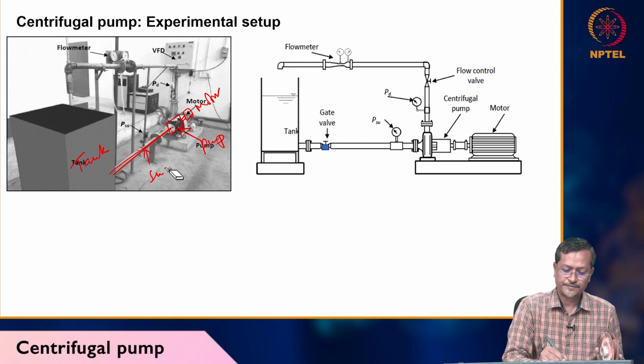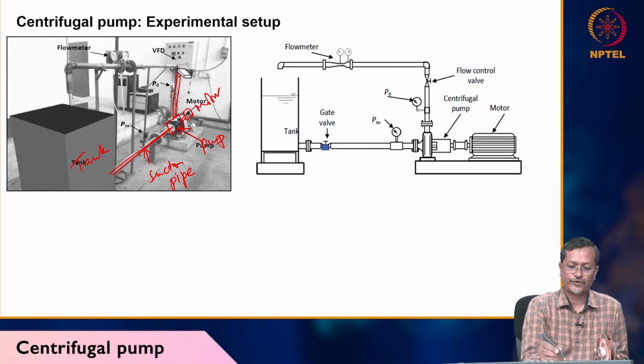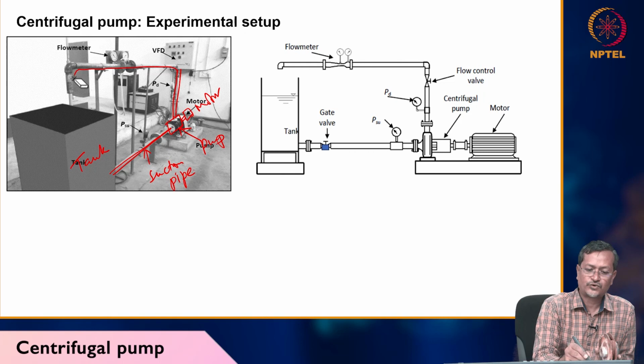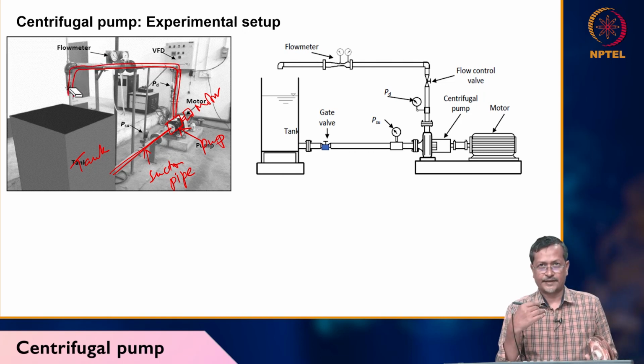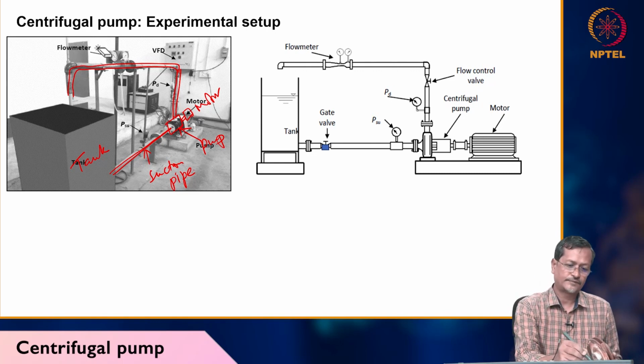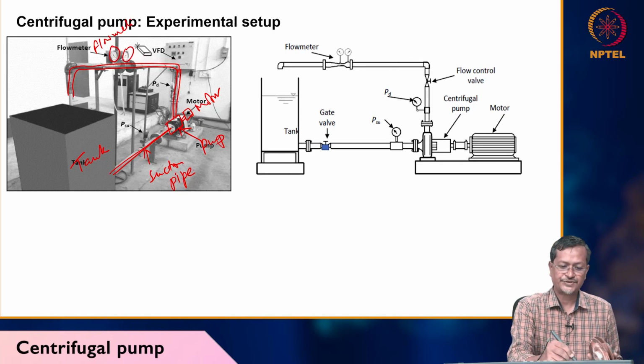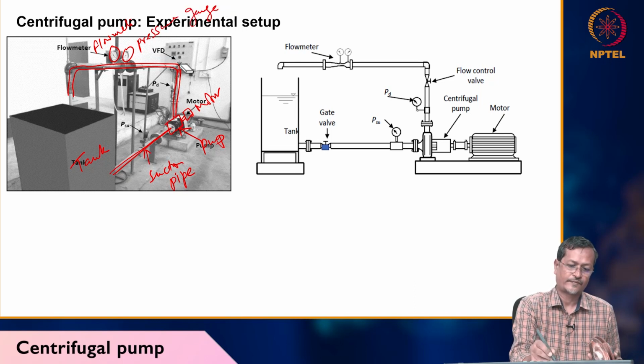This is the suction pipe. Then this is the delivery pipe. So fluid will be delivered and it will be going back to my tank again. For the experimental case we use a flow meter. This is the flow meter. We will have a pressure gauge, and I have one VFD.